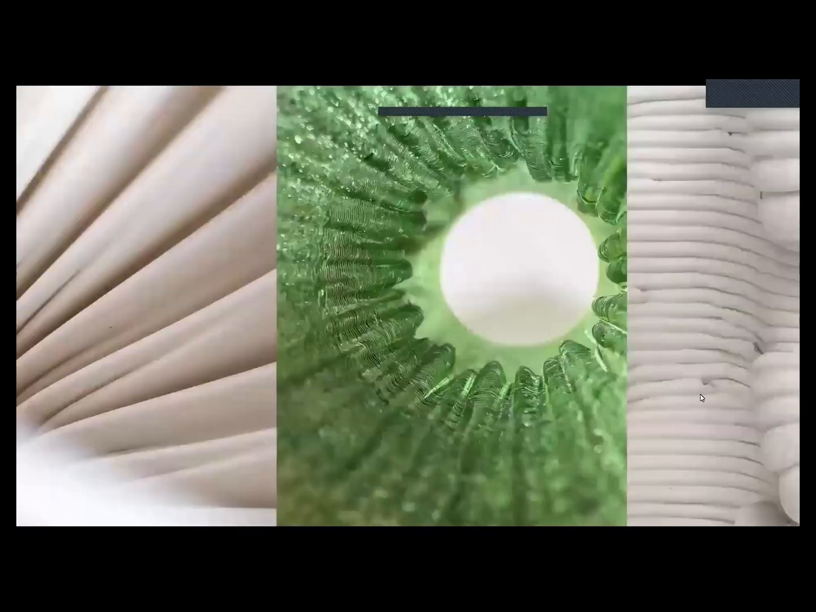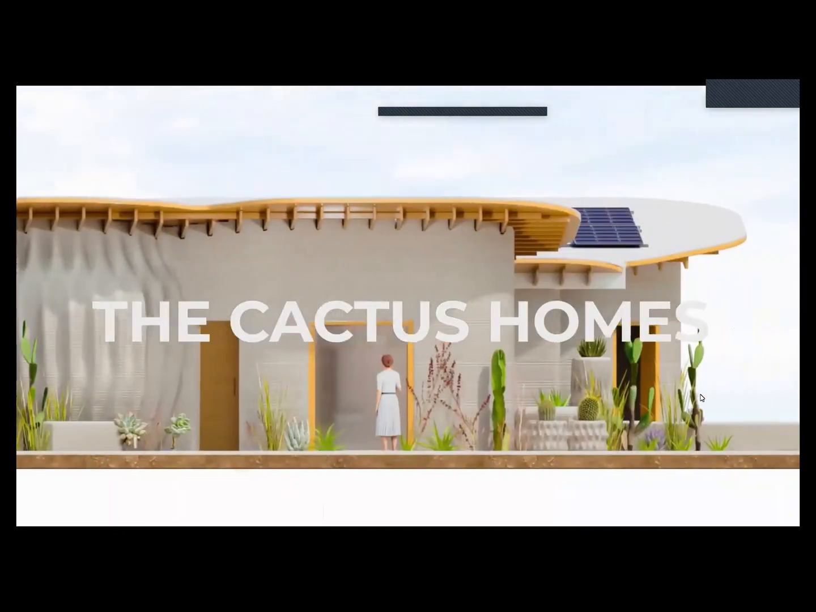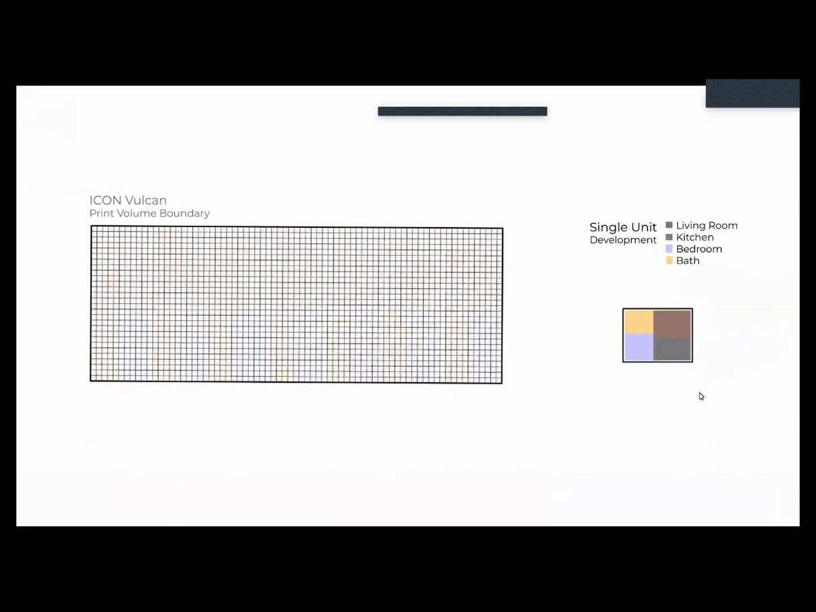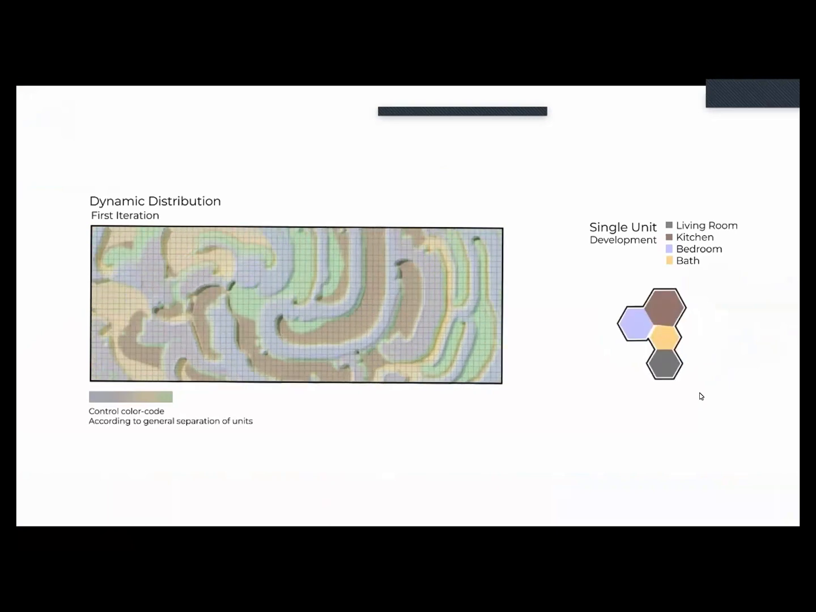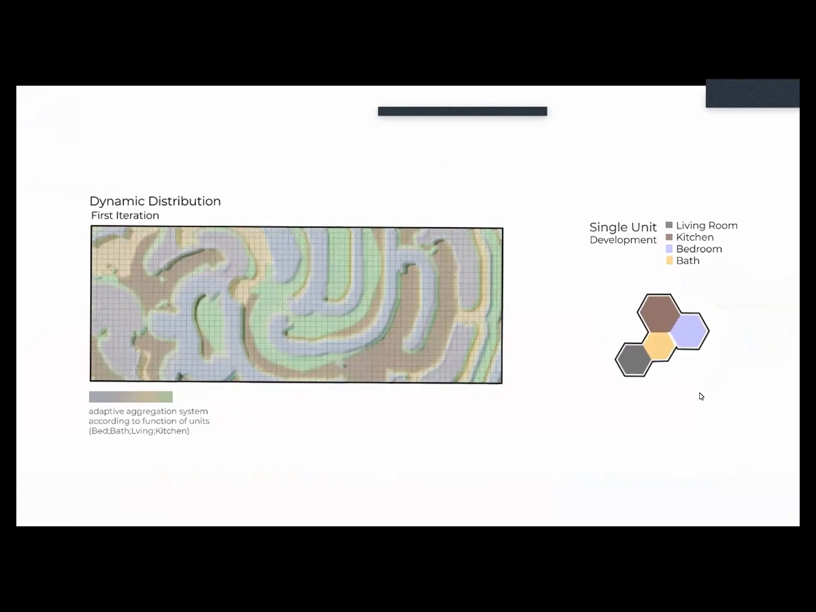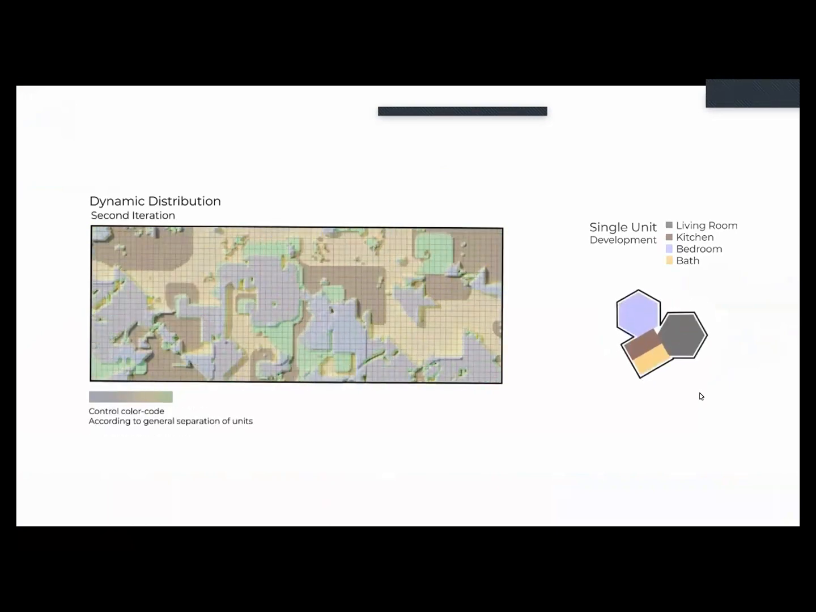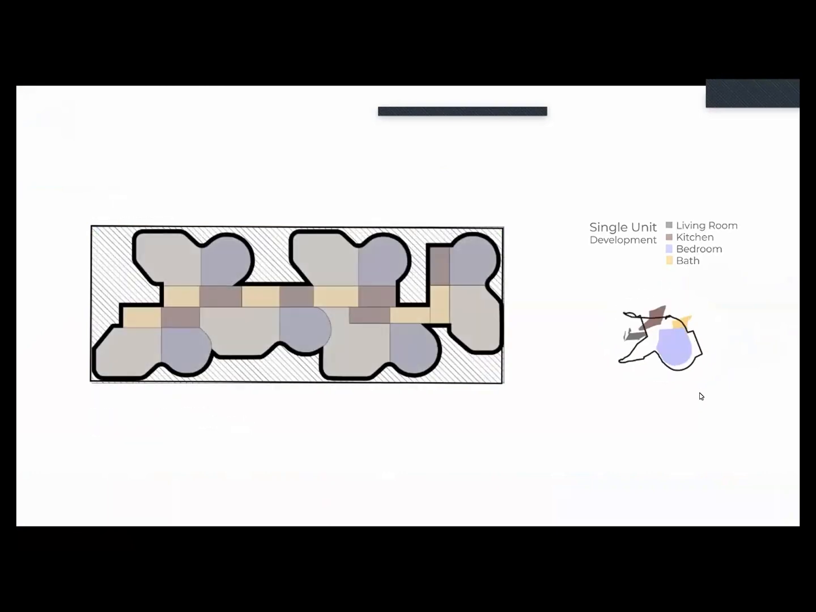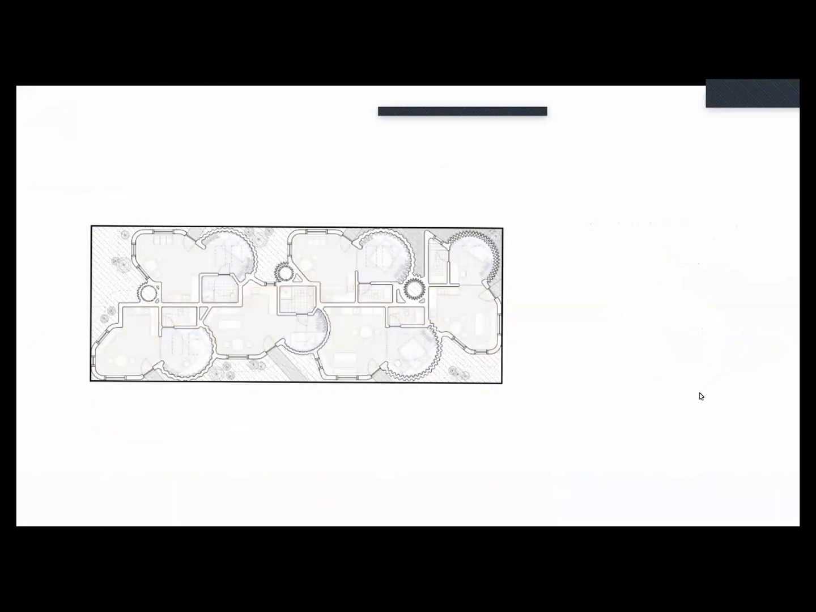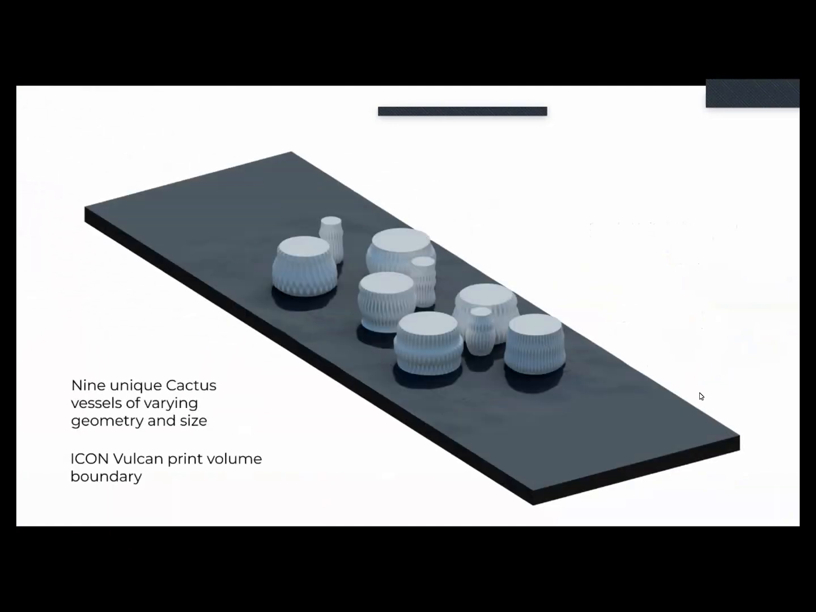Our design draws inspiration from the remarkable intelligence found in succulents and convergence with cutting-edge 3D printing technology. Through a generative design process, 9 unique cactus-shaped forms inspired by Texas native cactus are strategically positioned within the boundaries of Vulcan's print bed. 6 structures create homes, while the remaining 3 act as rainwater storage tanks.